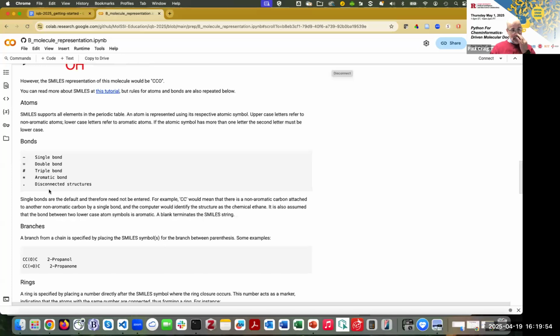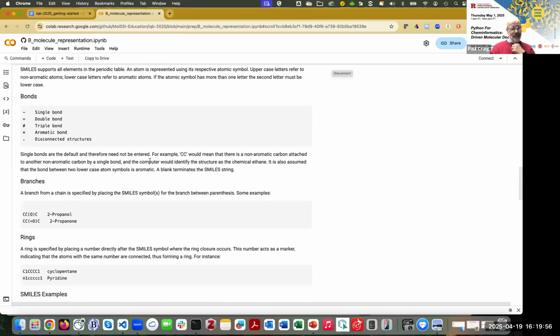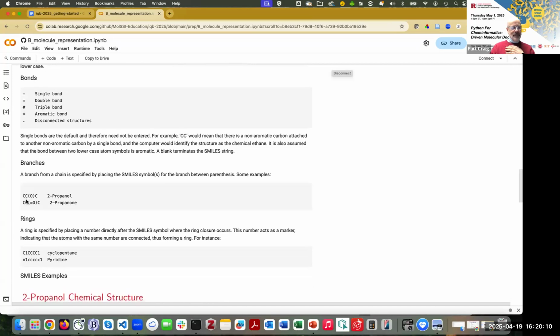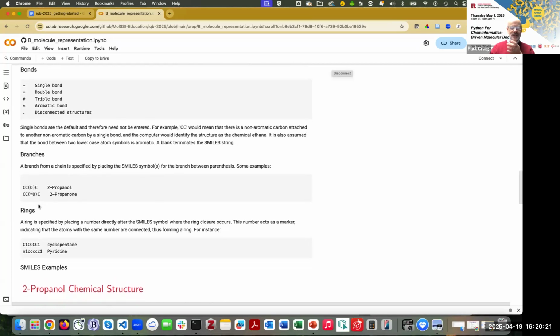Single bonds, as I said, are the default. So if you type in CC, that would mean two non-aromatic carbons attached to each other. We can represent branches using parentheses. For example, if we had CC and then parentheses with an O inside and then a C, that's 2-propanol. CC with a double bond O would be 2-propanone. So that's how we represent branches. Once again, this is a very simple explanation of SMILES. There's a lot more depth to this.